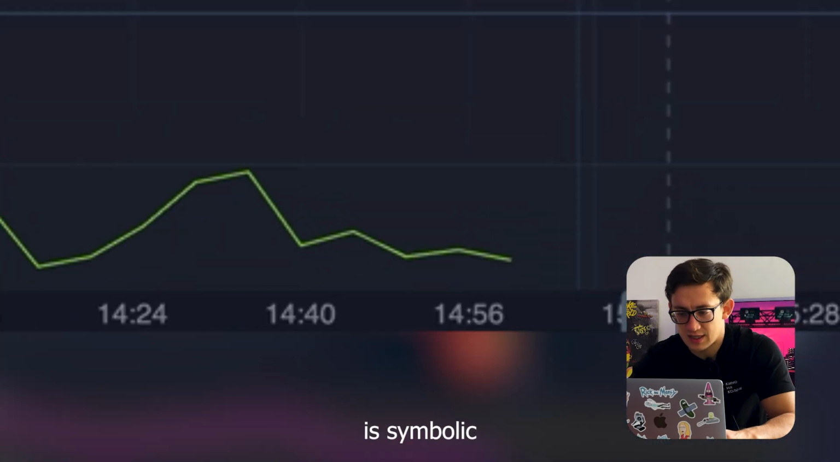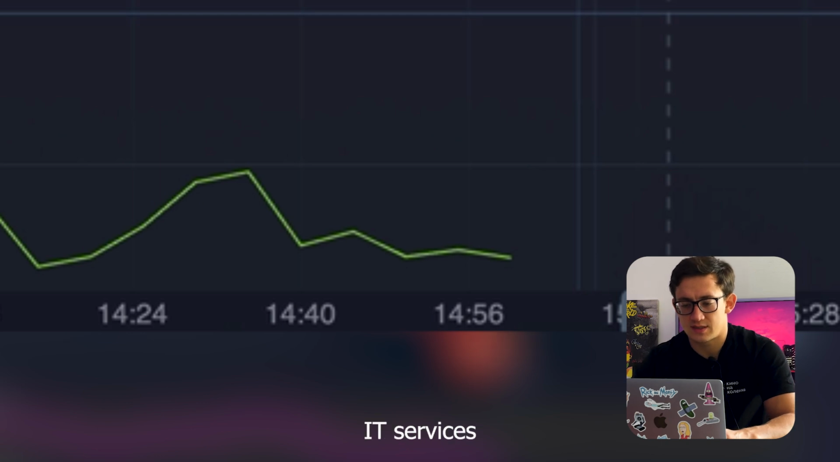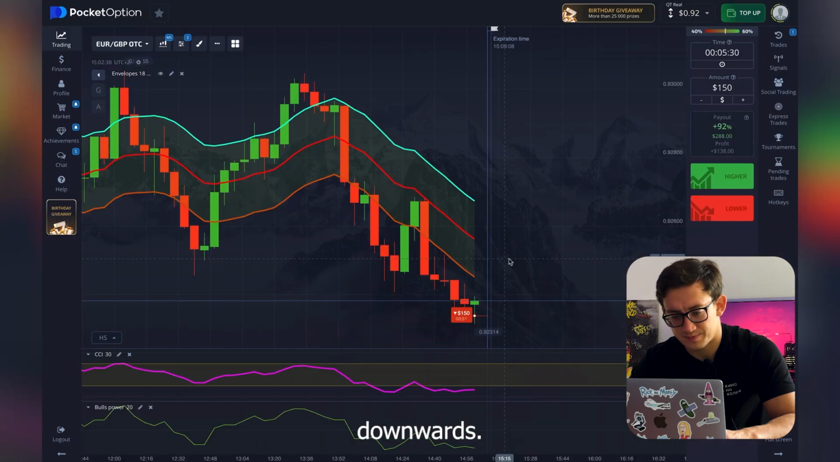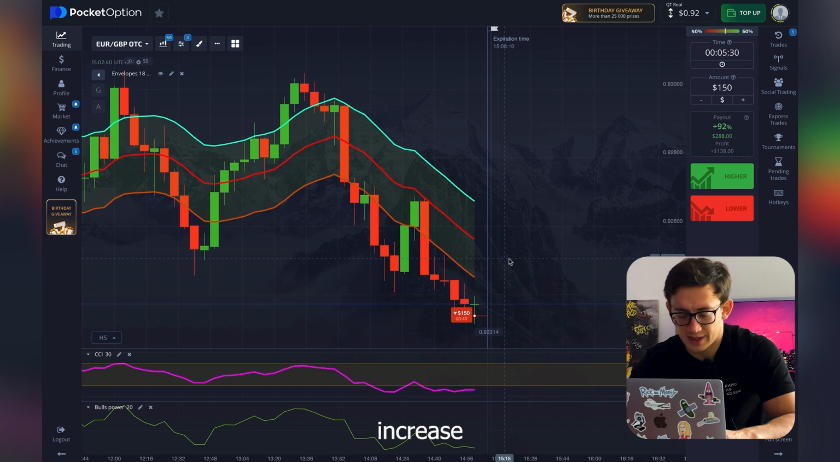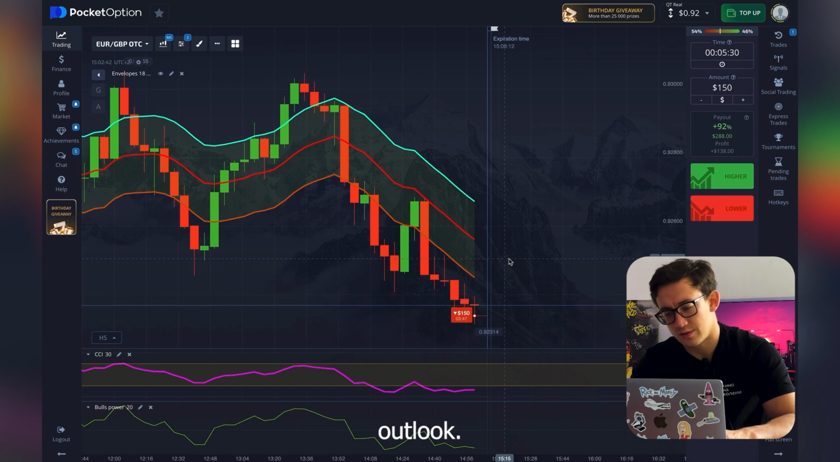Next, we'll look at the Bull's power indicator. It is simple yet effective. The line either points upwards or downwards. It serves as a great checkpoint to confirm the signal from our first indicator. In our case, the Bull's power indicator line clearly points downwards, strengthening our bearish outlook.